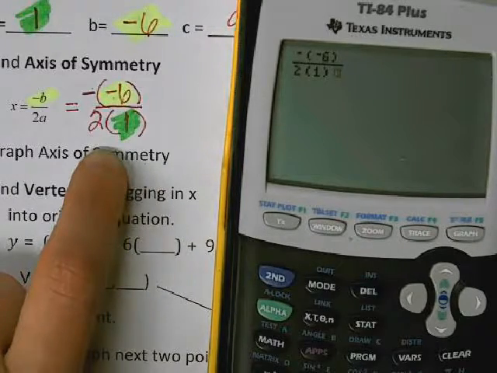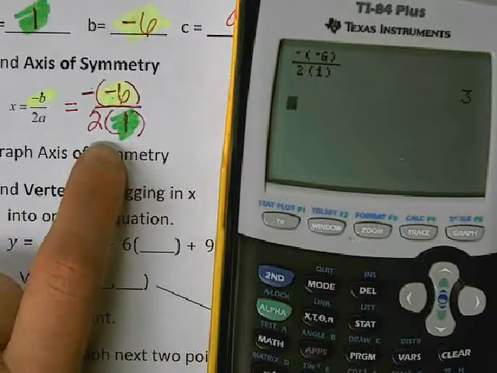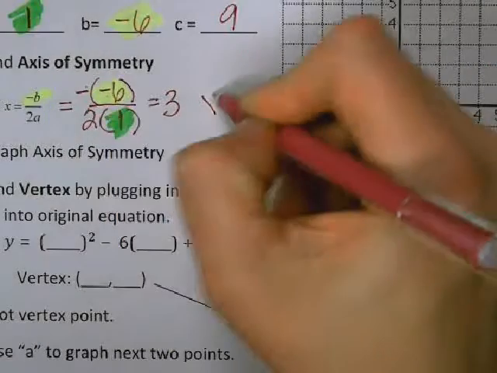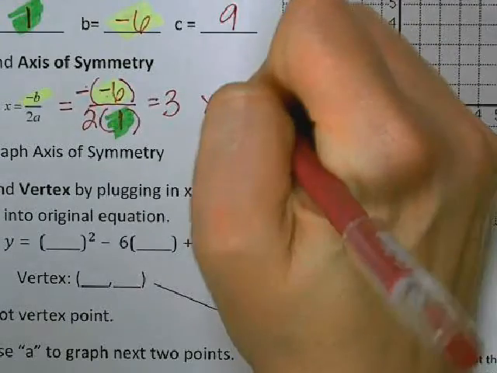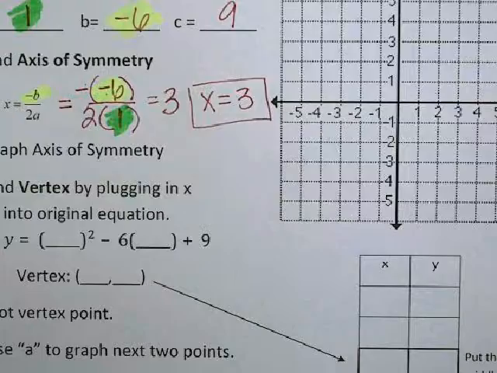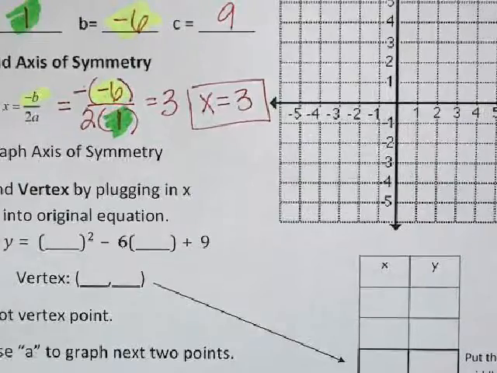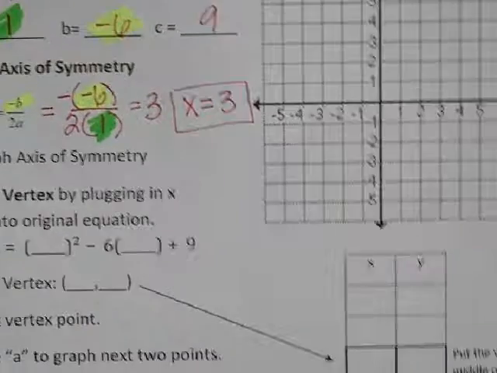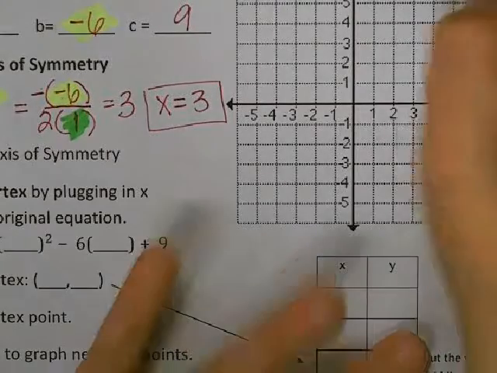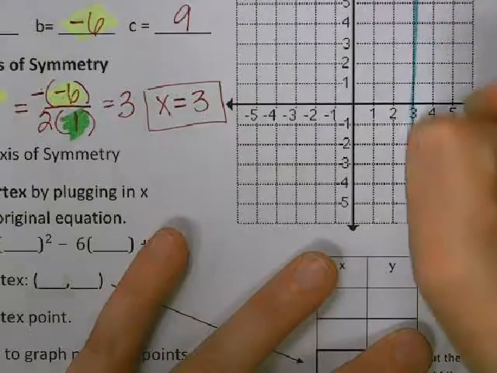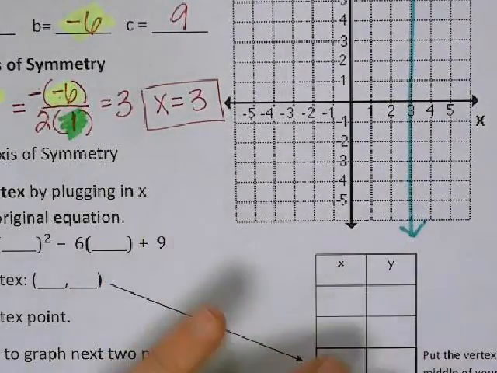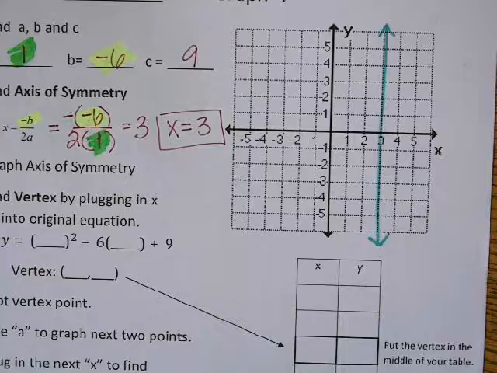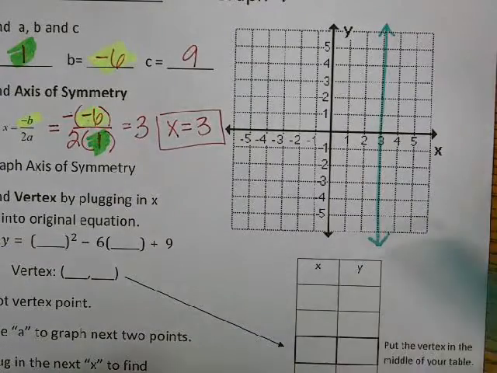Notice I typed it exactly how I wrote it. Push enter and we get a number, which is 3. So our equation for our axis of symmetry is x equals 3. That means on my graph, I'm going to have that vertical line, and the middle of my graph is going to be at x equals 3. So that's my axis of symmetry.